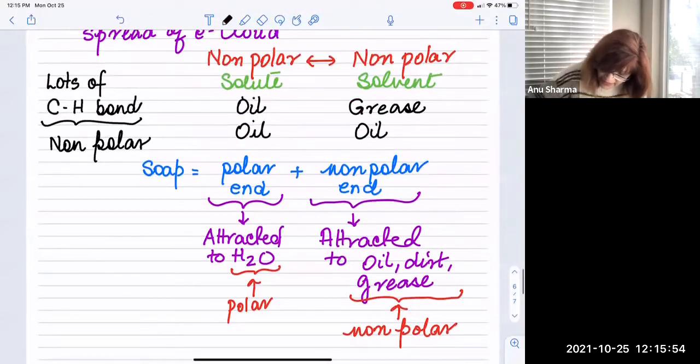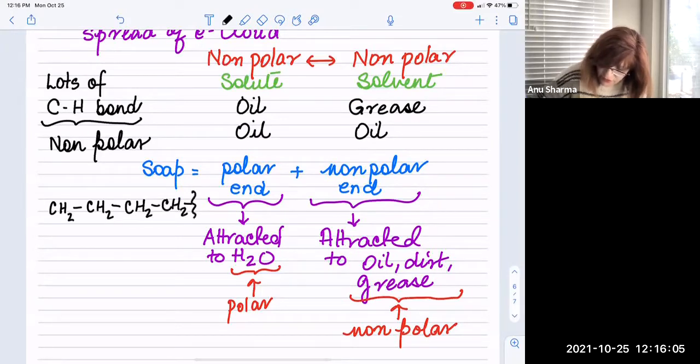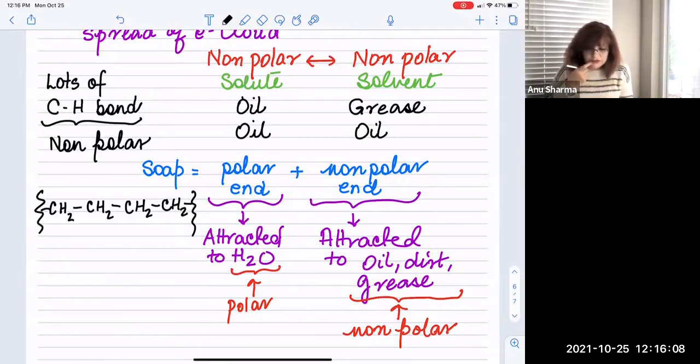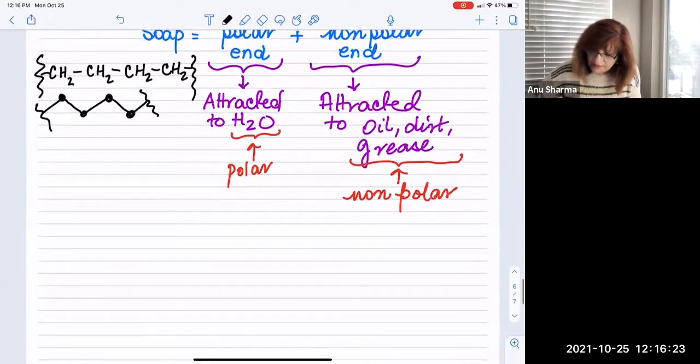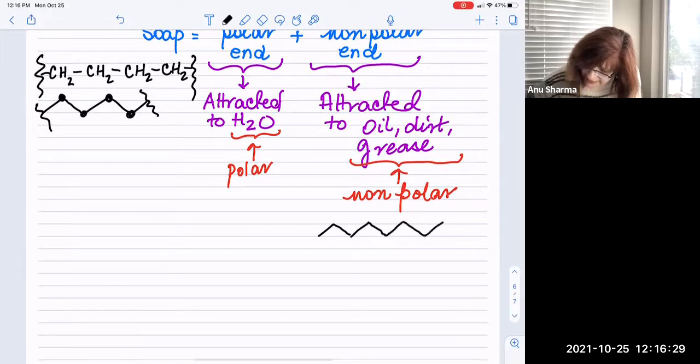Keep this in mind that CH2, CH2, CH2, CH2, and so forth is also written as this: this is CH2, this is CH2, this is CH2, and this is CH2. This is another way of writing this. So here is the non-polar end. It's a huge chain of carbon and hydrogen bonds.